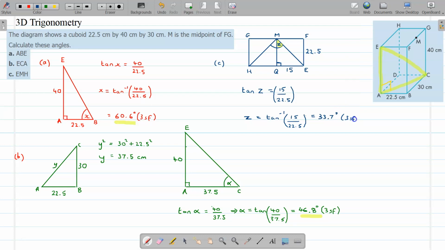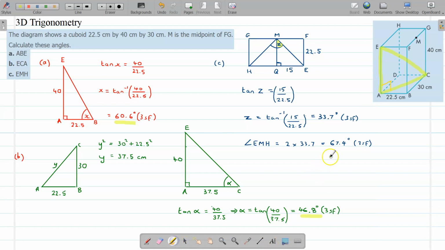And if that's 33.7, then the angle I want, which is the angle EMH, is simply double that. EMH equals 2 times 33.7, which is equal to 67.4 degrees to 3 significant figures.